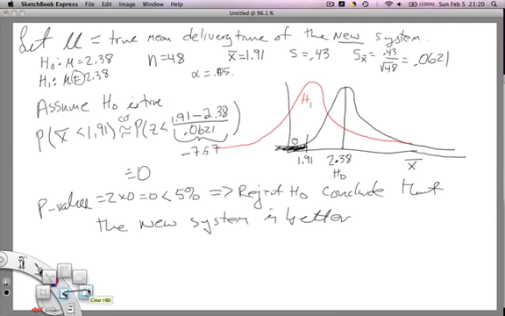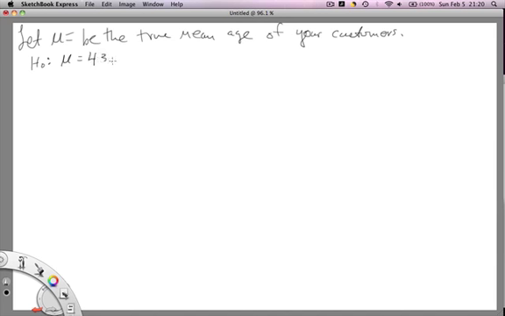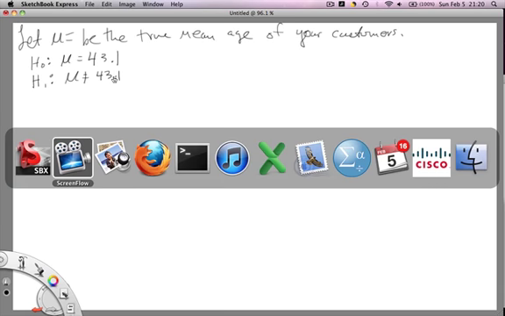I have to erase what we had before. And so let mu, in this case, be the true mean age of your customers. And the null hypothesis that we want to evaluate is whether the mean of our customers is the same as the mean of the entire community. The alternative is that it's not equal to that. So mu does not equal 43.1 years. All right.